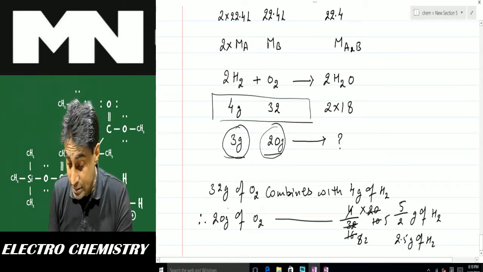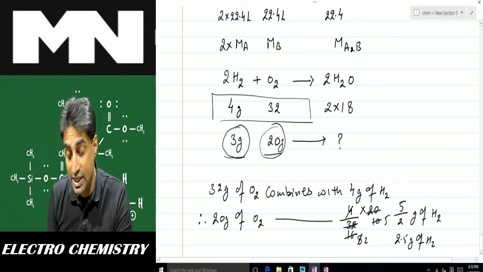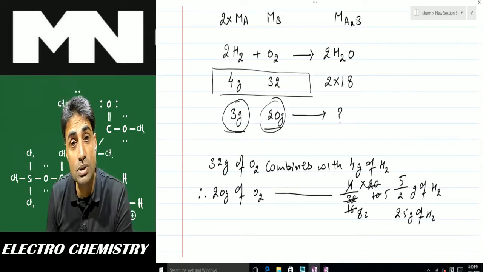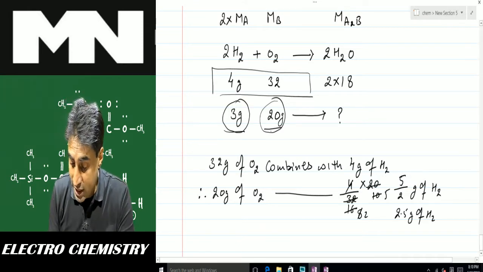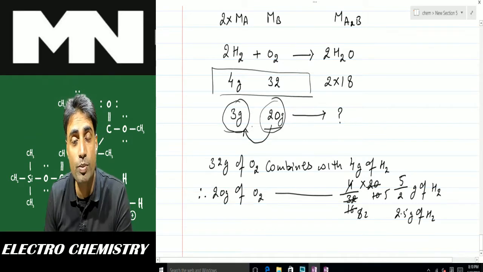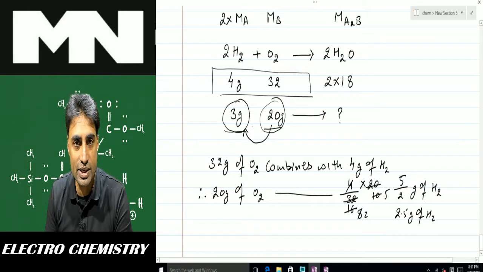So 32 grams of oxygen combines with 4 grams of hydrogen. So 20 grams of oxygen will combine with 2.5 grams of hydrogen. But the hydrogen which is given to you is 3 grams. That means the hydrogen is in excess. For reacting with 20 grams of oxygen, you need 2.5 grams of hydrogen. But the hydrogen given to you is 3 grams. That means after the reaction gets over, you will be left behind with 0.5 grams of hydrogen.